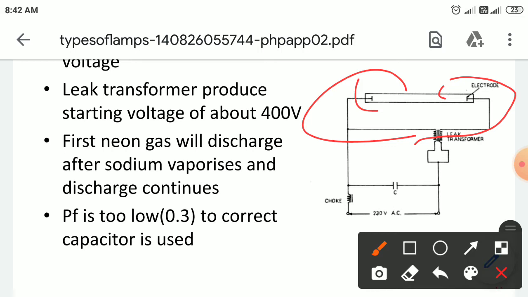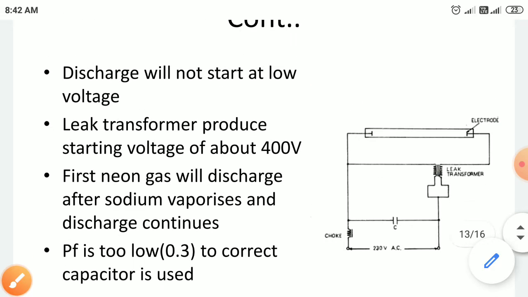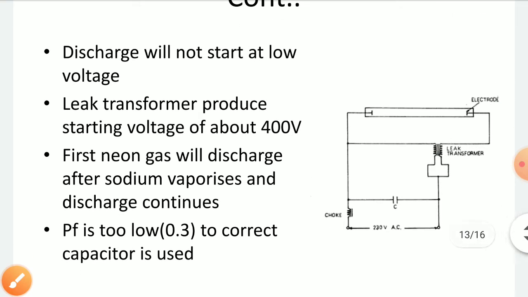So once the electrode starts heating, the temperature inside the tube is also going to increase. If the voltage becomes higher, the electrode heats and the temperature increases. If the temperature increases, then your gas, first the neon gas, the discharge will start. Okay, so once the temperature increases, the discharge will start.